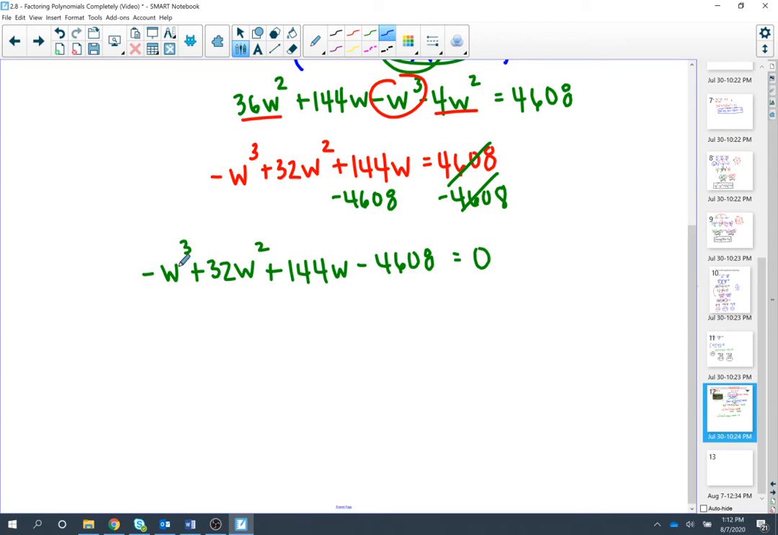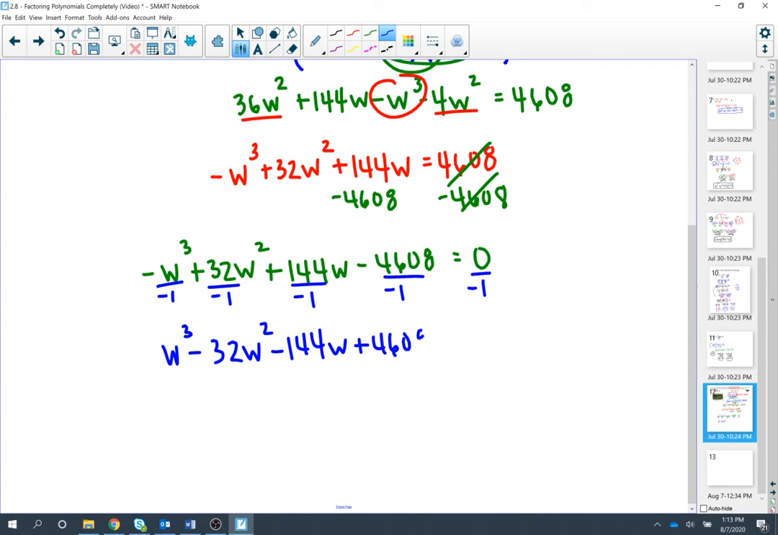Okay, step 1. Greatest common factor? No. Leading term positive? No. So I'm first of all going to take out a negative 1. And when I do it, instead of factoring it out, I'm just going to divide it off the whole equation, including this side, so that I don't have to keep track of it. So this is just going to be a W cubed minus 32W squared minus 144W plus 4608. And if I divide by a negative over here, I'm still working with a 0.